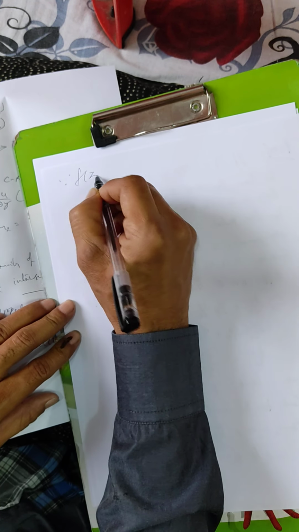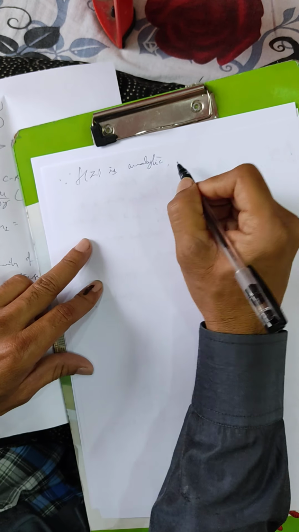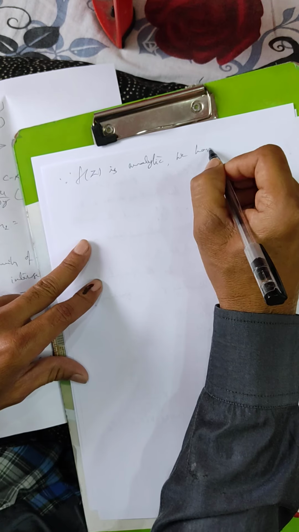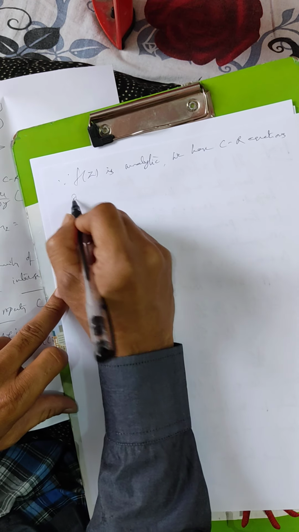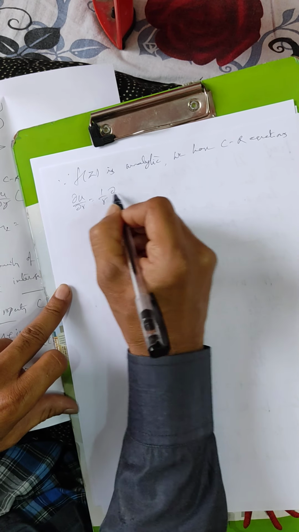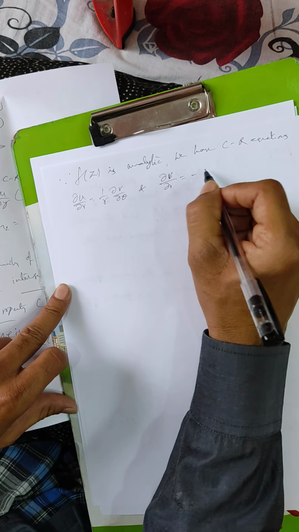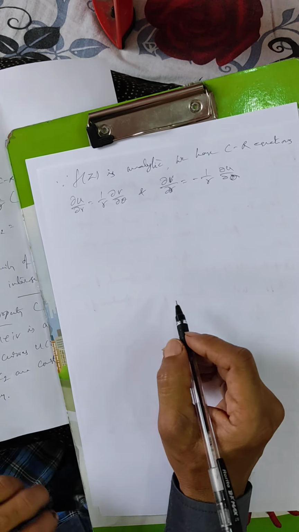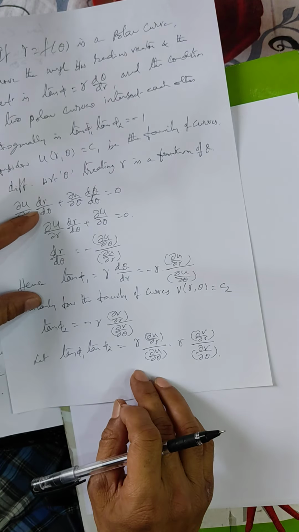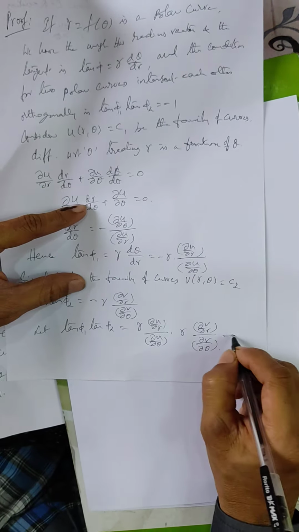So since f of z is analytic, we have the CR equations. What are the CR equations in polar form? ∂u/∂r is equal to 1/r ∂v/∂θ, and ∂v/∂r is equal to minus 1/r ∂u/∂θ. So now let us substitute the CR equations in this product, tan φ1 into tan φ2, that is equation 1.